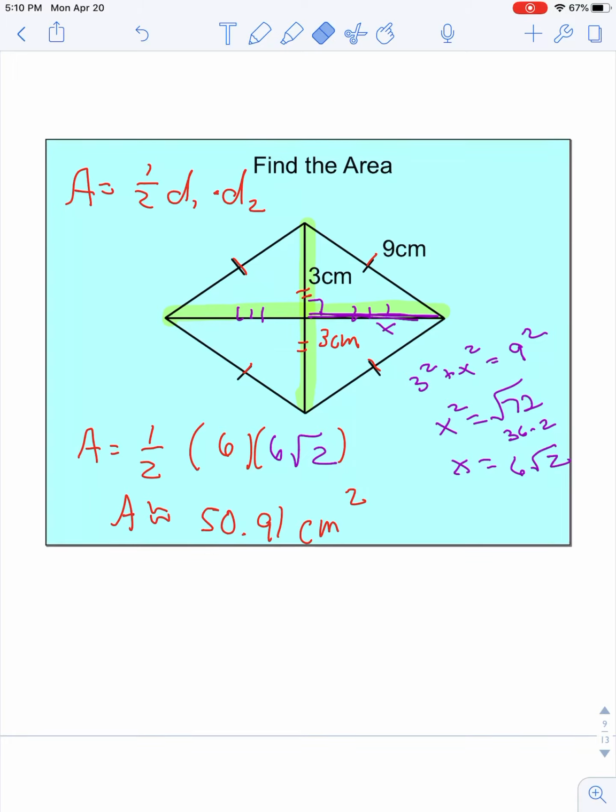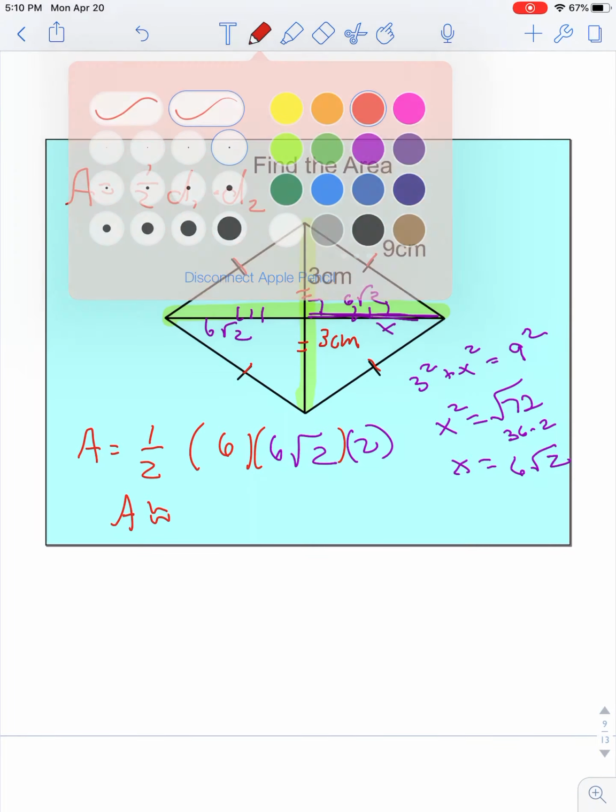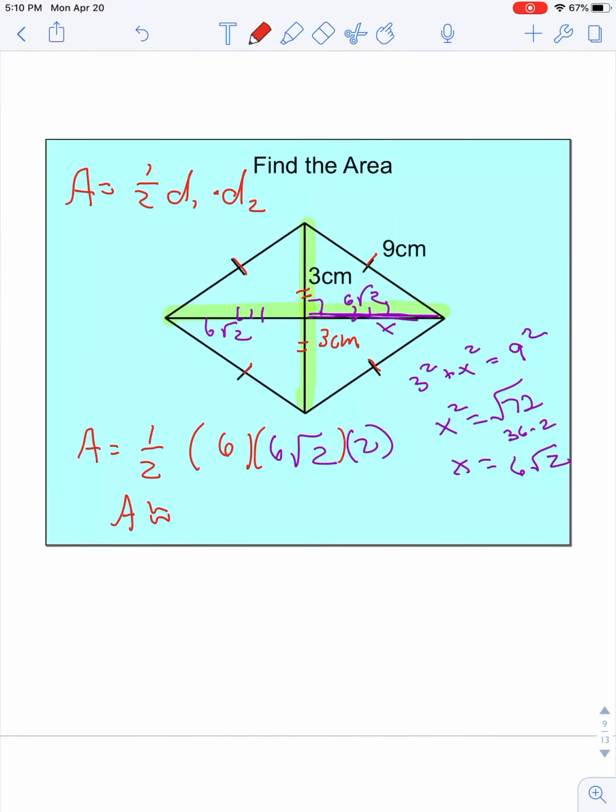So let's go back. My bad here. Let's go back and remember that this is also 6 root 2, and this is 6 root 2. So I need 6 root 2 times 2, or I could just put 12 root 2 in there. So I apologize for that. And when we calculate 1/2 times 6 root 2 times 2, that is going to give us our 50.91 centimeters squared. So hopefully this makes sense.